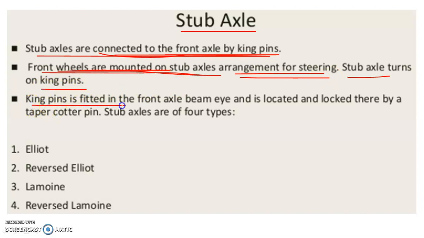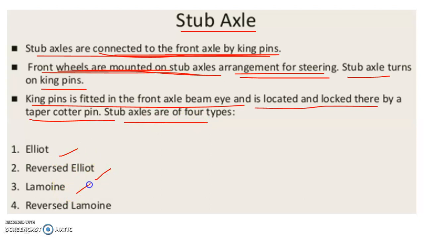Kingpin is fitted in the front axle beam I and is located and locked there by a top taper cotter pin. Stub axles are of four types: Elliot, reverse Elliot, Lemoine and reverse Lemoine. Stub axle that we have seen in the last slide.